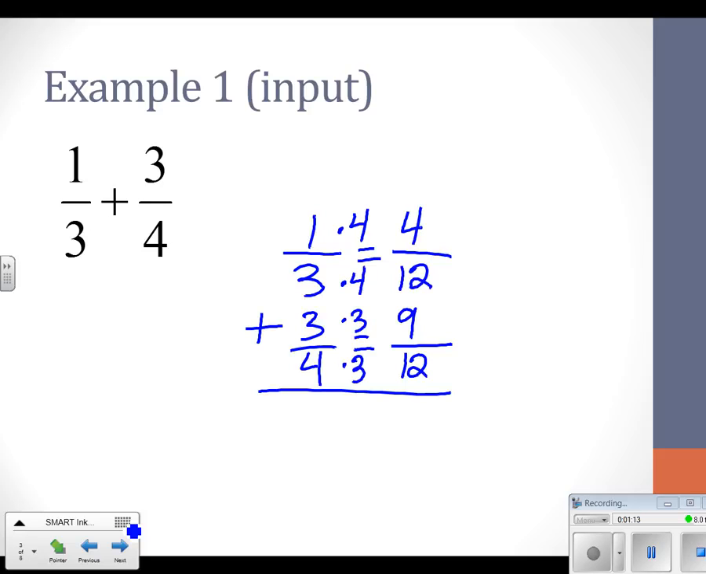We are adding the numerators, 4 and 9. Denominator stays the same. Change mixed to improper. Double check, make sure your fraction is in lowest terms.